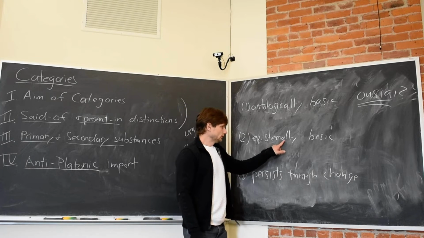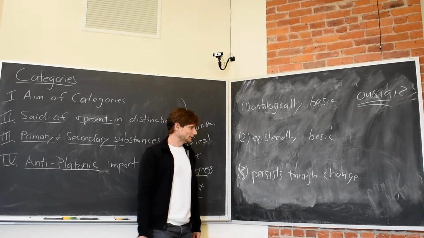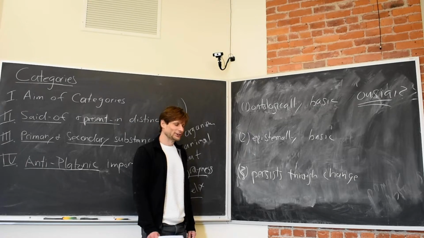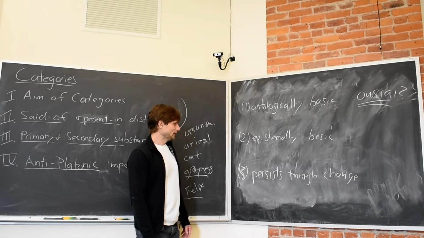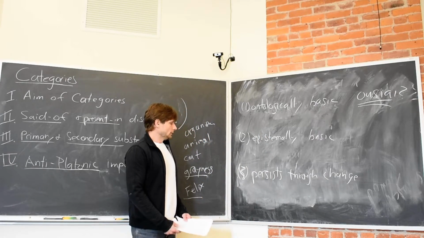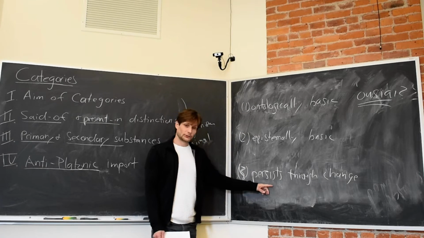If Socrates goes to South Padre Island for spring break and he acquires a tan, so he loses his pallor, and now of course he should be home quarantining in Athens, but if he does go to South Padre Island and he gets the tan, well, he loses a quality and he gains a new quality, but he persists through that change.